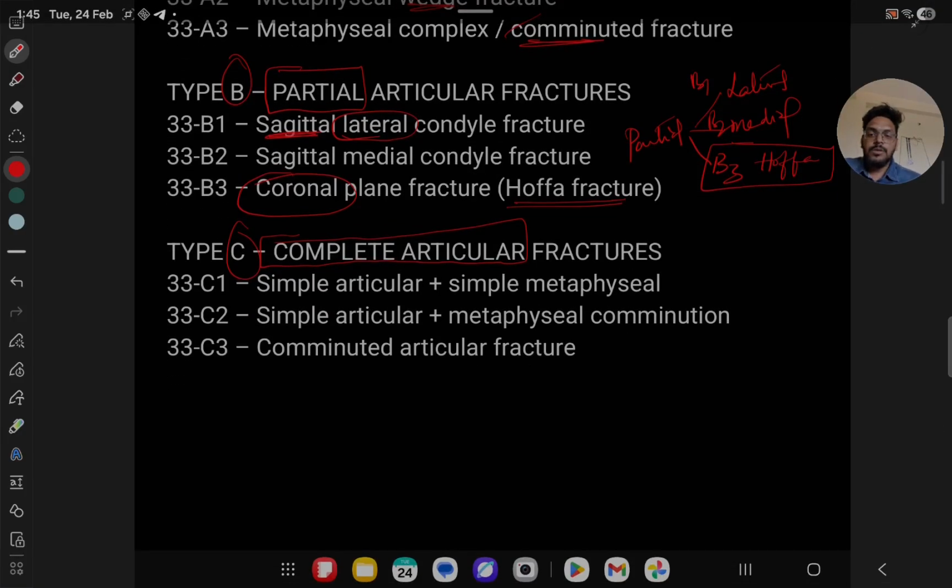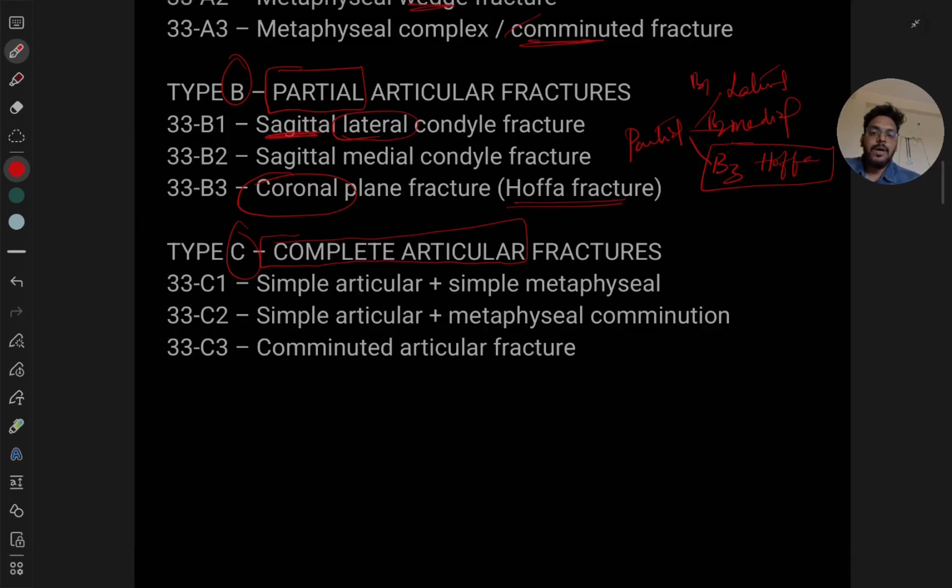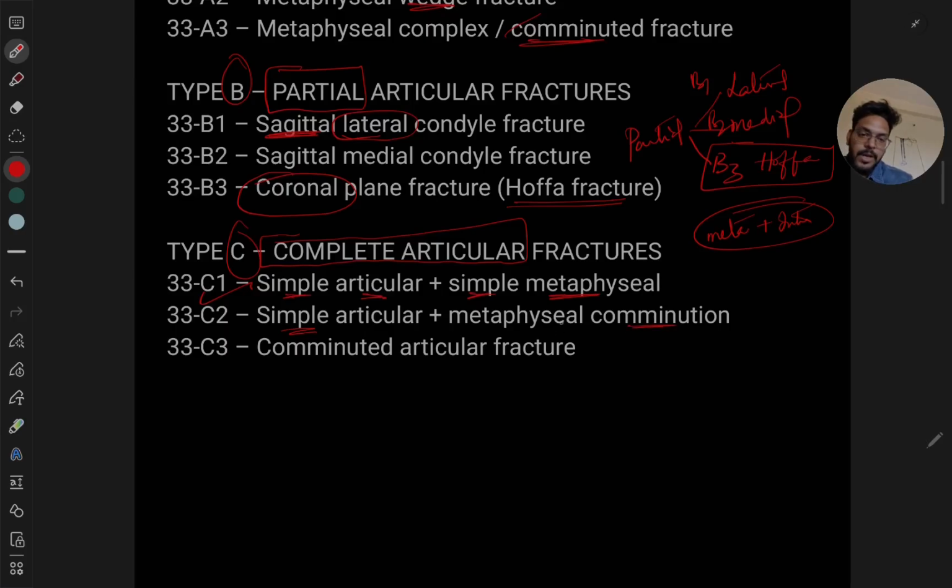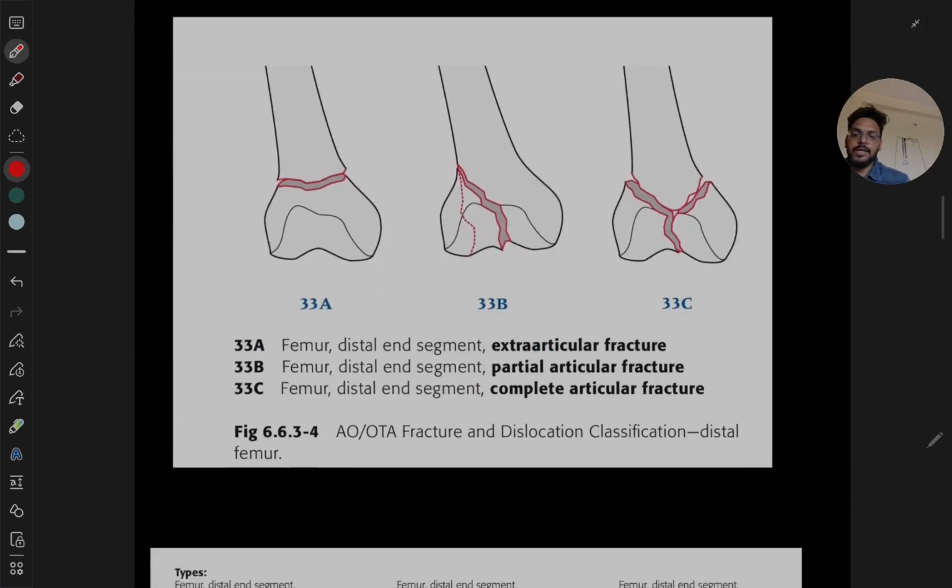Stay tuned. So type C is complete articular. Complete articular means both the metaphyseal and the intra-articular area are involved. Simple articular, simple metaphyseal is C1. Simple articular, comminuted metaphyseal is C2. Both comminuted, it is C3. So you can easily understand in the images.